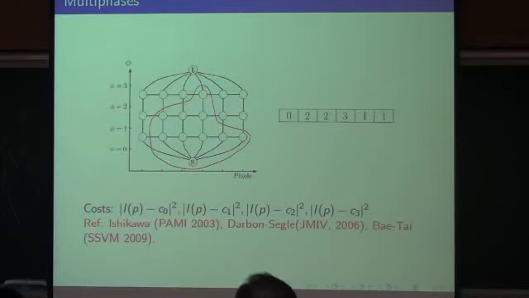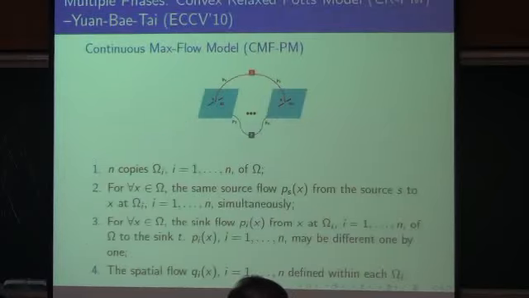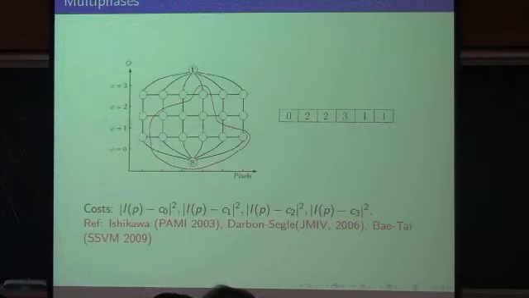Now we come to the layered graph. So if you want to do multiphase, in the previous one you copy and then you push side by side. Here, a layered graph is where you copy, but then the flow goes from bottom to up. So this is a layered graph. Here C0, C1, C2, and then you push up, and depending on which edge is cut, you determine a class for the pixels.